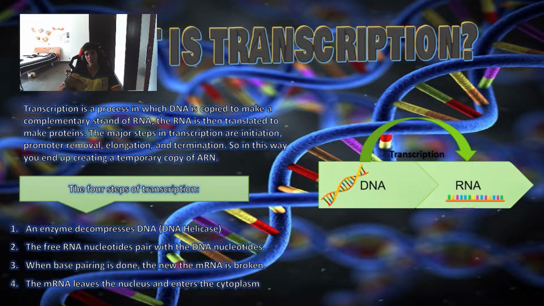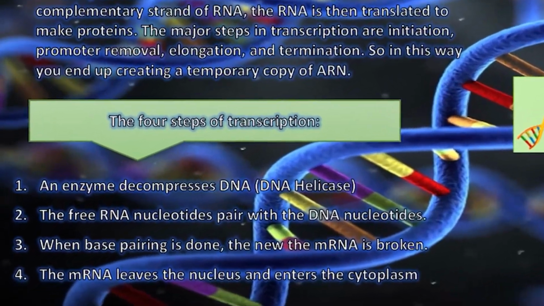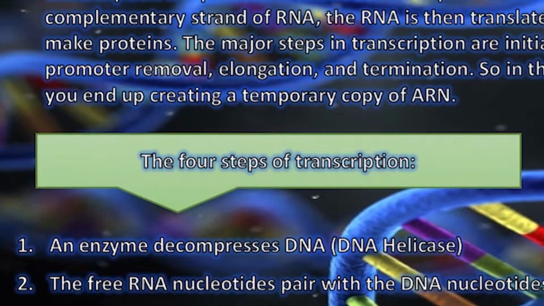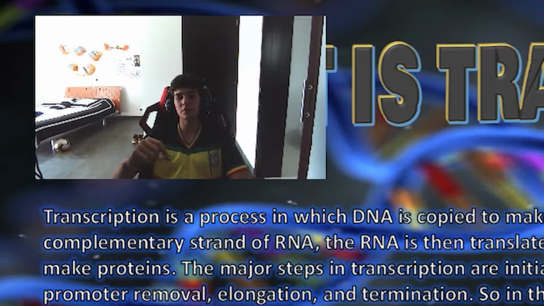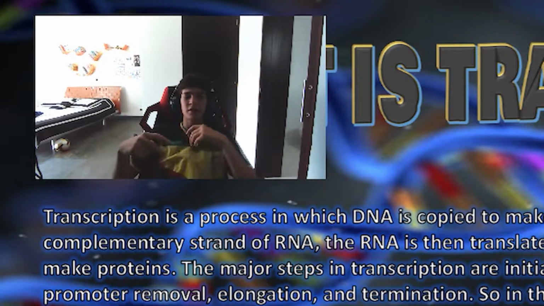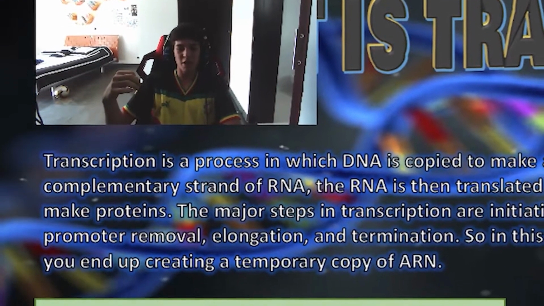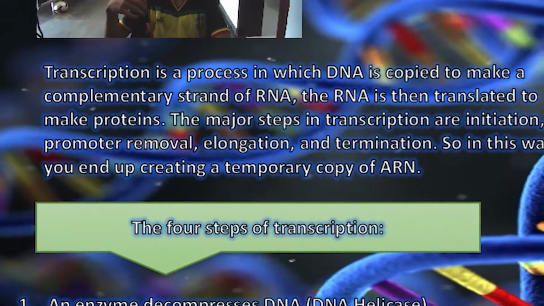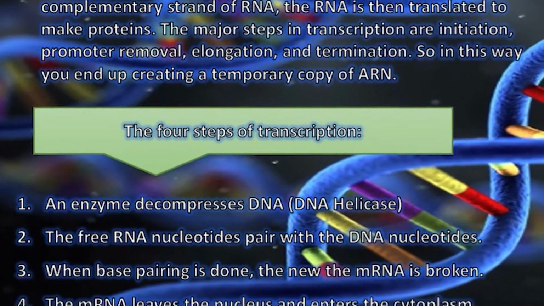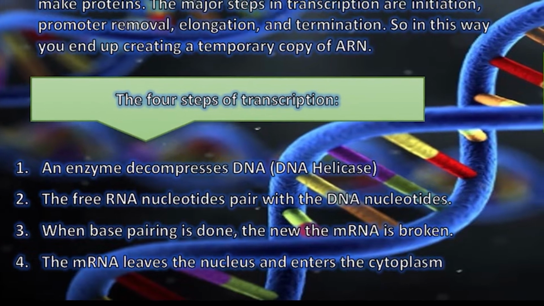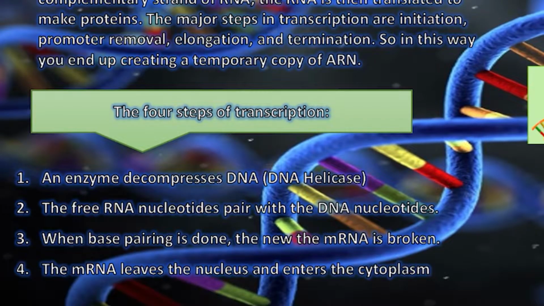Okay? And here in transcription there are four important steps. First, an enzyme unwinds DNA, that is DNA helicase. The second one is the free RNA nucleotides pair with DNA nucleotides. And the third one, when base pairing is done, the new mRNA is separated. And finally, the fourth one is when the mRNA leaves the nucleus and enters the cytoplasm.